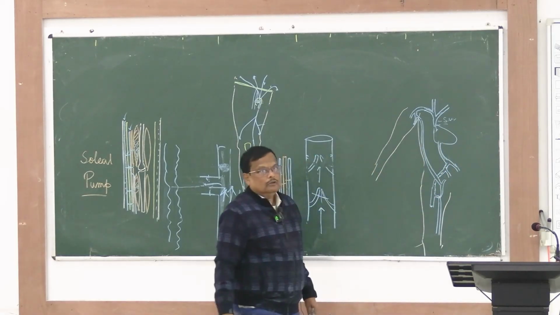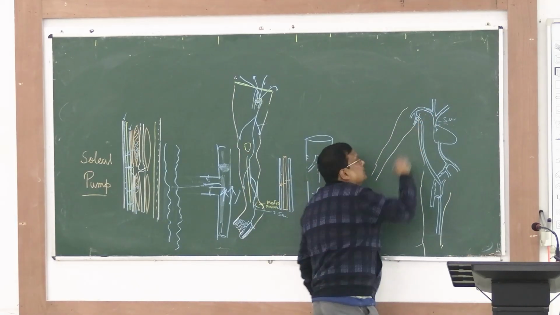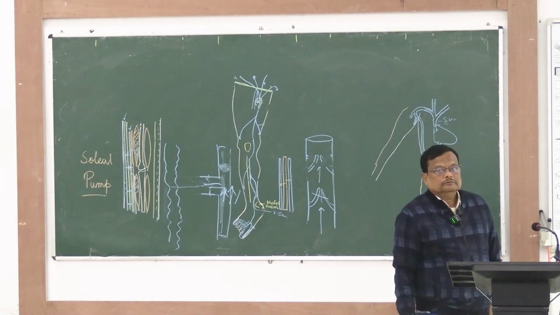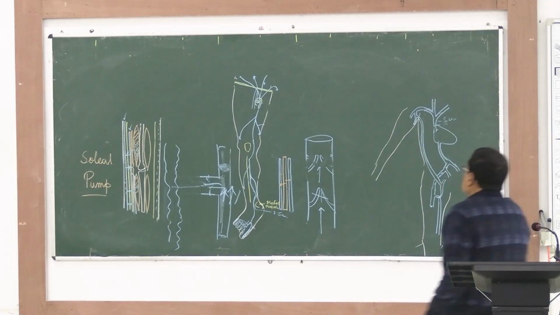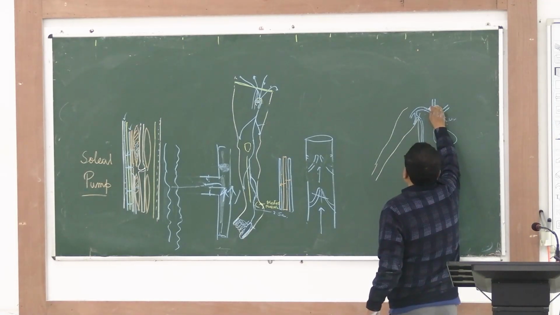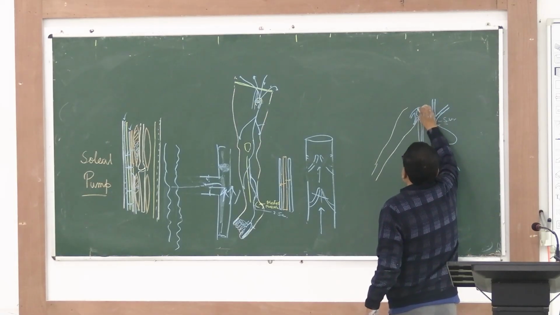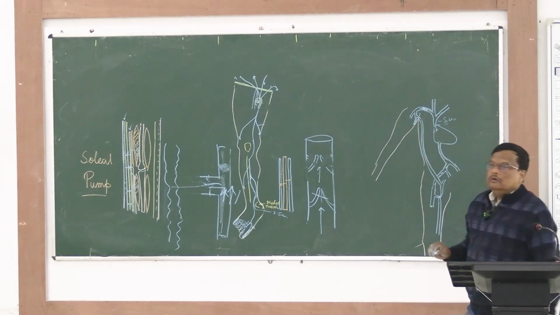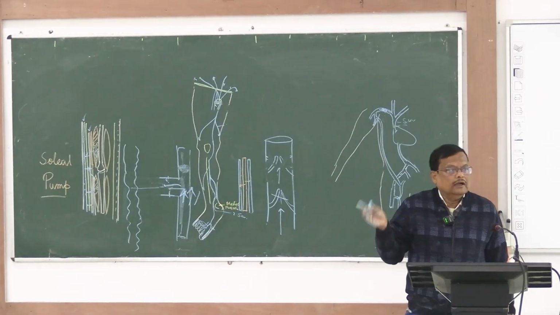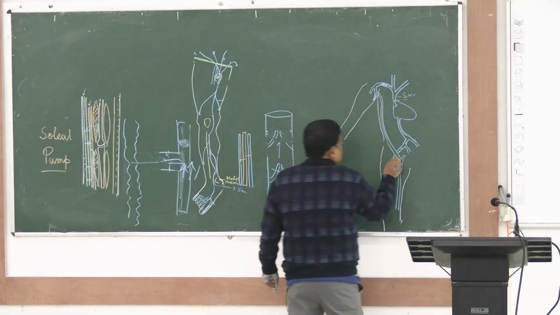So, if there is a tumor in the apical region of the lung, so there is an obstruction of the subclavian vein or obstruction here, any lymph node or anything obstructed here, or it may be obstruction here.